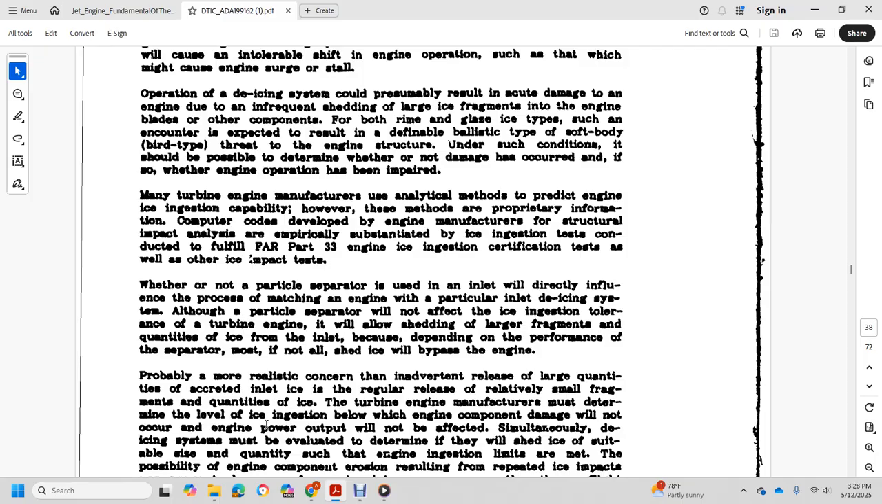Whether or not particles are separated due to the inlet, the efficiency influences the process of matching the engine to the particular inlet de-icing system. Although particle separators will not affect the ice ingestion tolerance of the turbine engine, they will allow the shedding of large fragments and quantities of ice from the inlet. Depending on the performance of the separator, most, if not all, shed ice bypasses the engine.